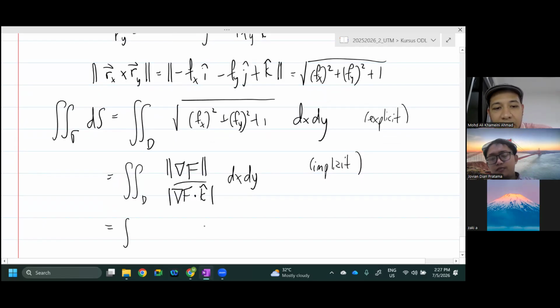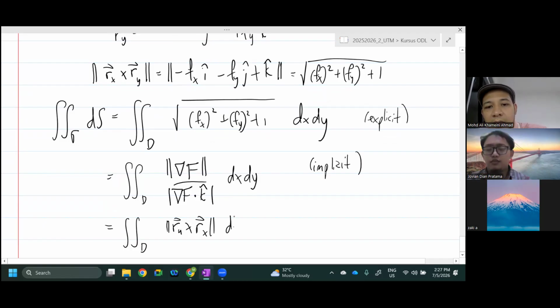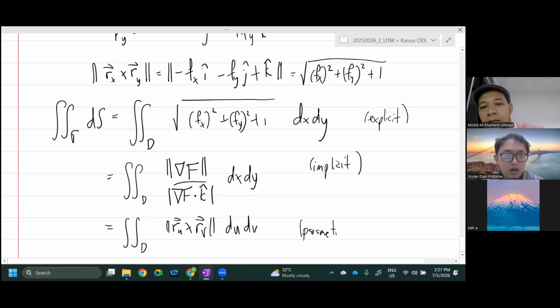The parametric one, you have the magnitude of R sub U cross R sub V, du dv. I'm sorry, du dv. That is the parametric. So that's a bit on what we call surface area.